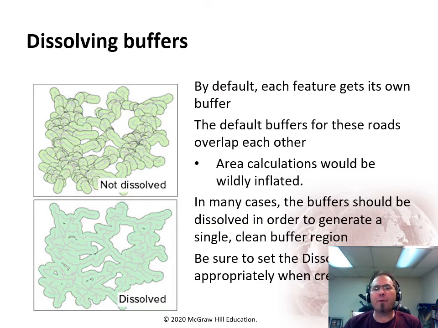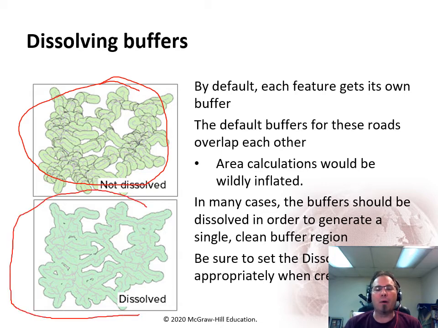Now, when you run the buffer tool, there are two options that you can use: not dissolved and dissolved. There might be a reason for using not dissolved, but I haven't come up with one quite yet. I think it's not dissolved by default, so there must be a reason for it. Basically, if you run the buffer tool and you get back lots of little worms like this, yeah, I call them worms, a ton of little worms, you didn't dissolve your buffer. What you want is one big happy worm around all of it.